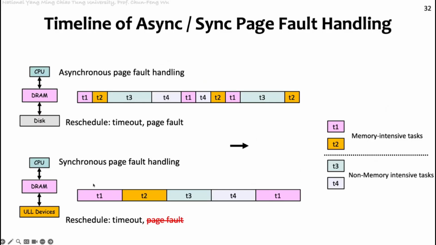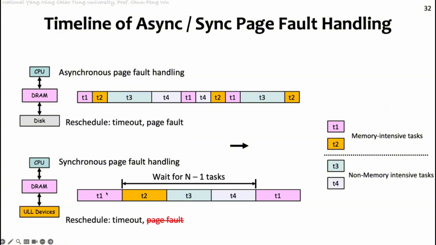So when we move to synchronous patch fault handling, things change, because the rescheduling happens only on timeout, since there is no context switch during the patch fault, right? Because we are using synchronous patch fault handling, if there is a patch fault, the CPU will be busy waiting there. So there is no context switch. And in this case, all the processes can use up their own time slice. Because T1, T2, T3, and T4 may be in the same priority, they can use up all their time slice. Okay. So this is synchronous patch fault handling.